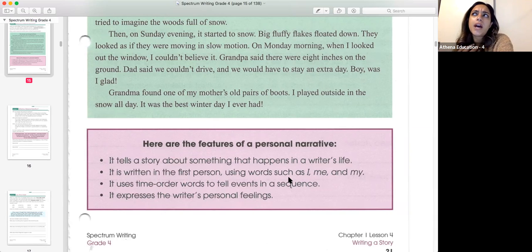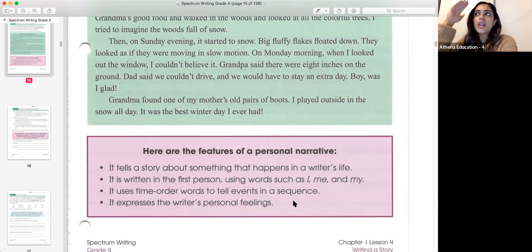So if I write about my first day at work, I say, I went to my new job. I loved my new desk. I had to take the train all the way to my new office. Those are the things I would write for my personal narrative. It uses time order words to tell events in a sequence. So you need to figure out, what am I going to say first? And then what happens? And then what did I do? So you want to say your ideas in order.